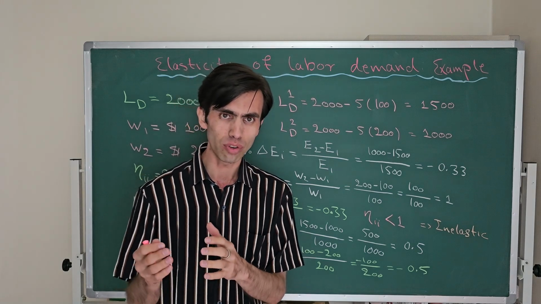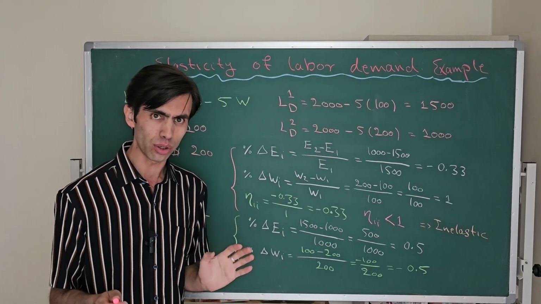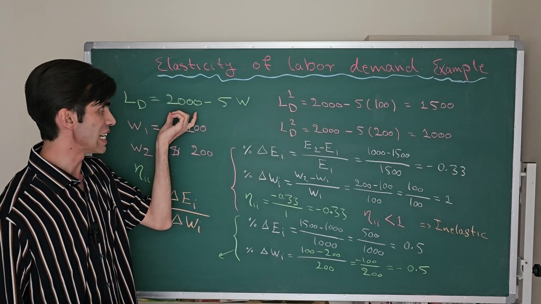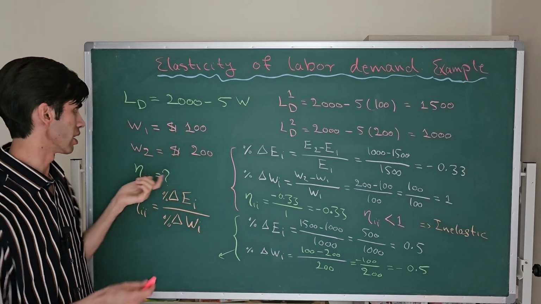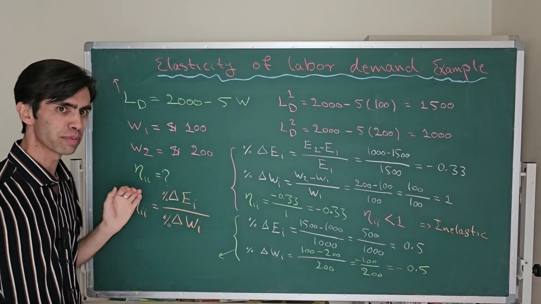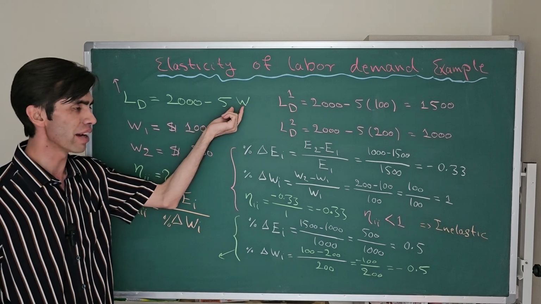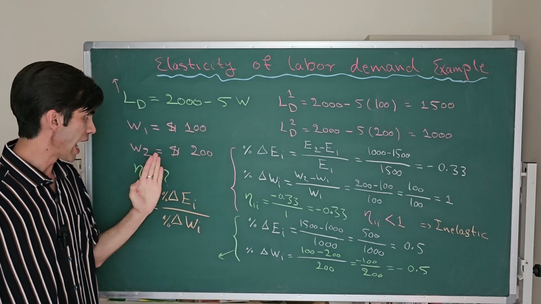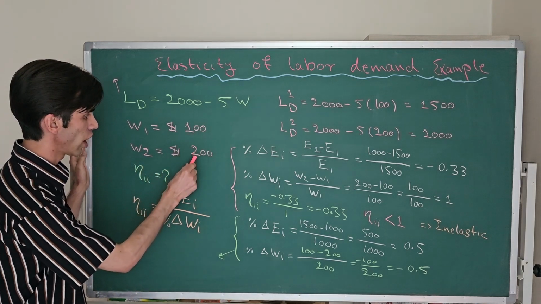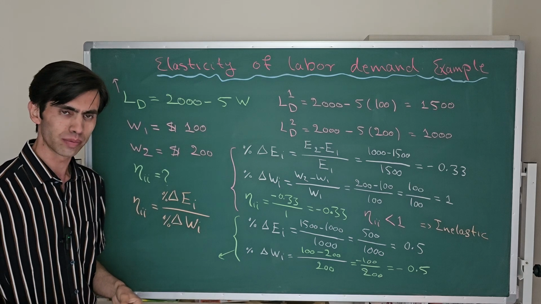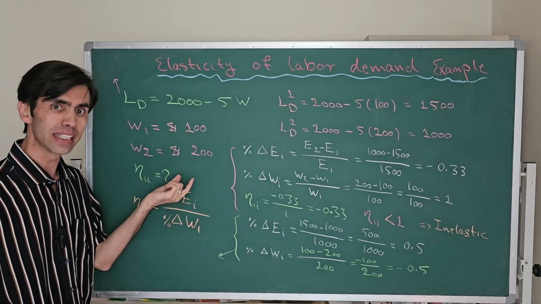So now let's move on to the example on the elasticity of labor demand. Suppose this is the labor demand for a specific labor: LD is equal to 2000 minus 5W. If the wage rate, for example, changes from $100 to $200, find out the own wage elasticity of labor demand.